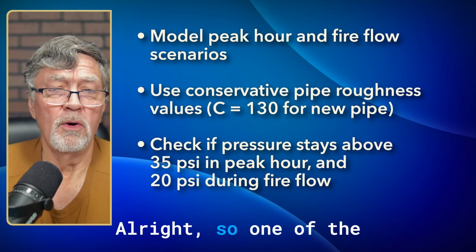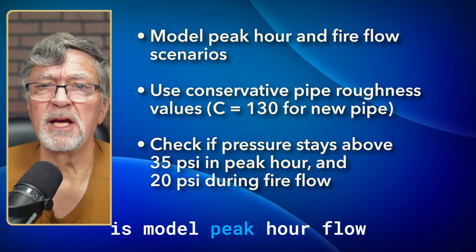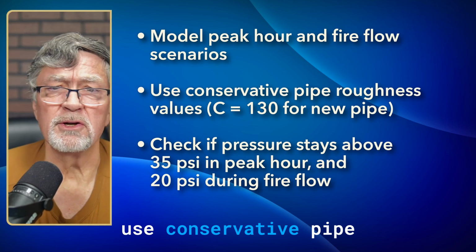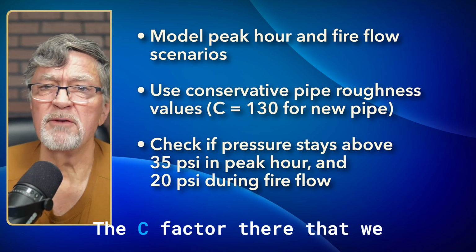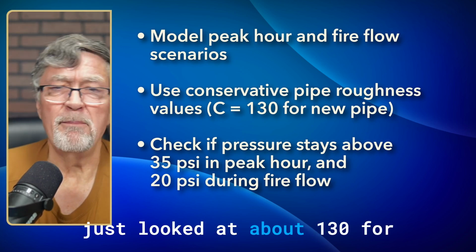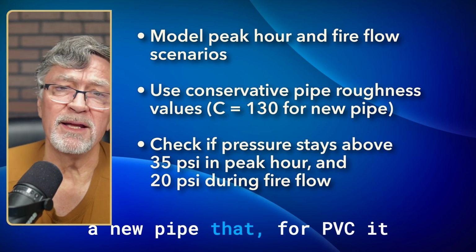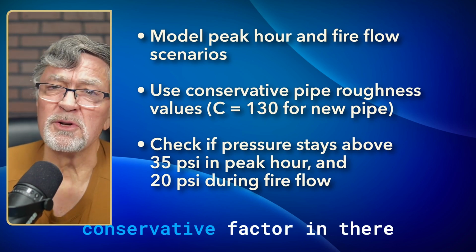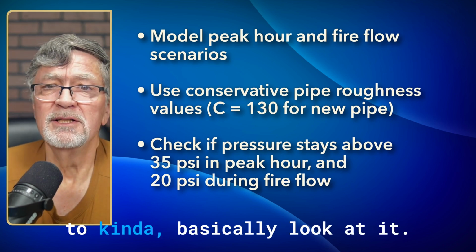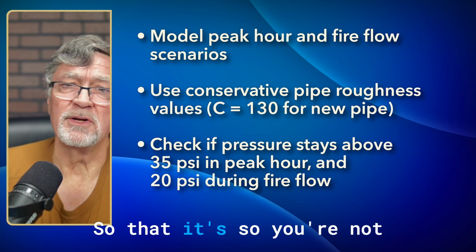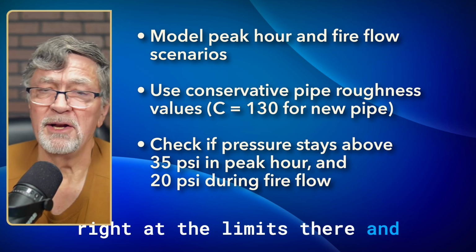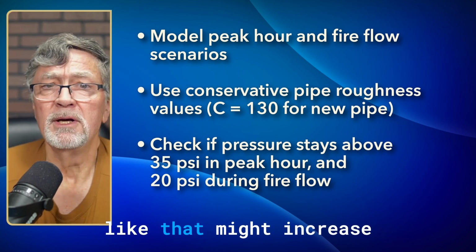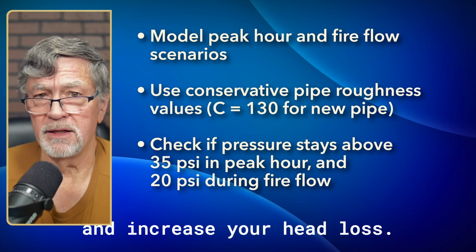All right. So one of the things you'll need to do is model peak hour flow and fire flow scenarios. You're going to want to use conservative pipe roughness values, the C factor that we just looked at, about 130 for a new pipe. For PVC, it may be a little bit higher, but take a conservative factor so that you're not right at the limits, and you're calculating for maybe some problems in the pipe and some joints and things like that that might increase your roughness and increase your head loss.